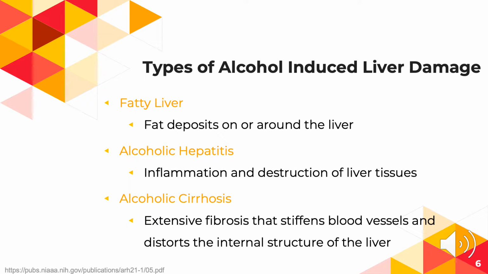The third alcohol-induced liver damage is alcoholic cirrhosis. This is extensive fibrosis that stiffens blood vessels and distorts the internal structure. This happens in almost 15 to 30% of heavy drinkers.